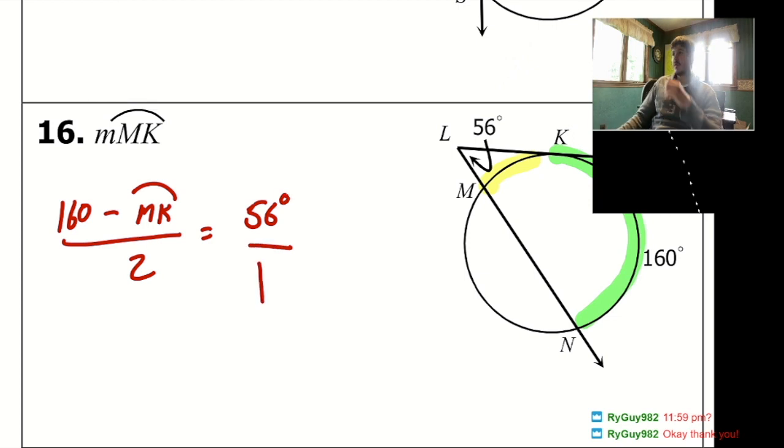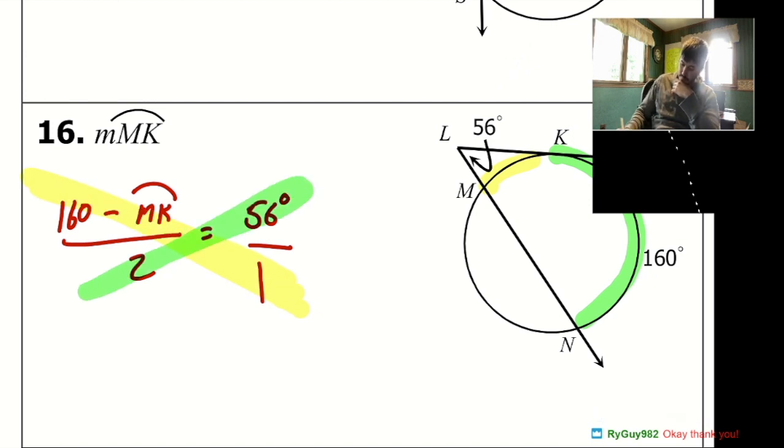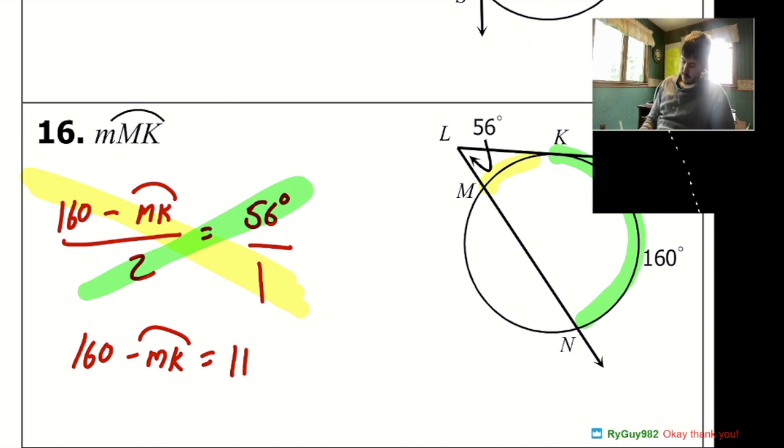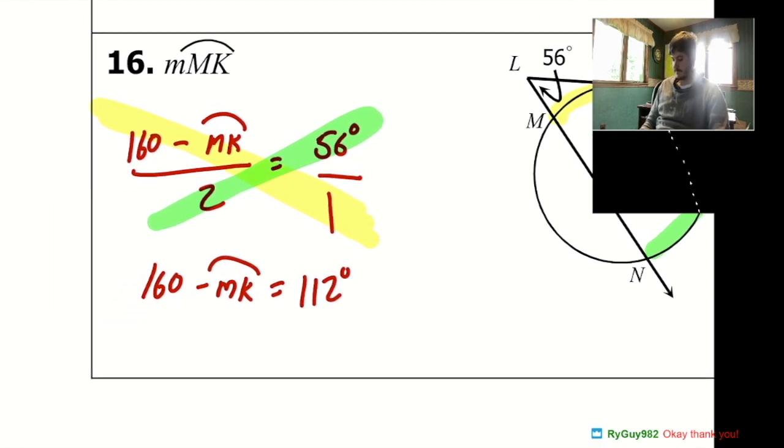We're going to throw that over 1, and do the same cross multiplication we did earlier. So we get 160 minus MK equals 56 times 2, which is 112 degrees. Now we just have to solve for MK. We subtract 160 from both sides.